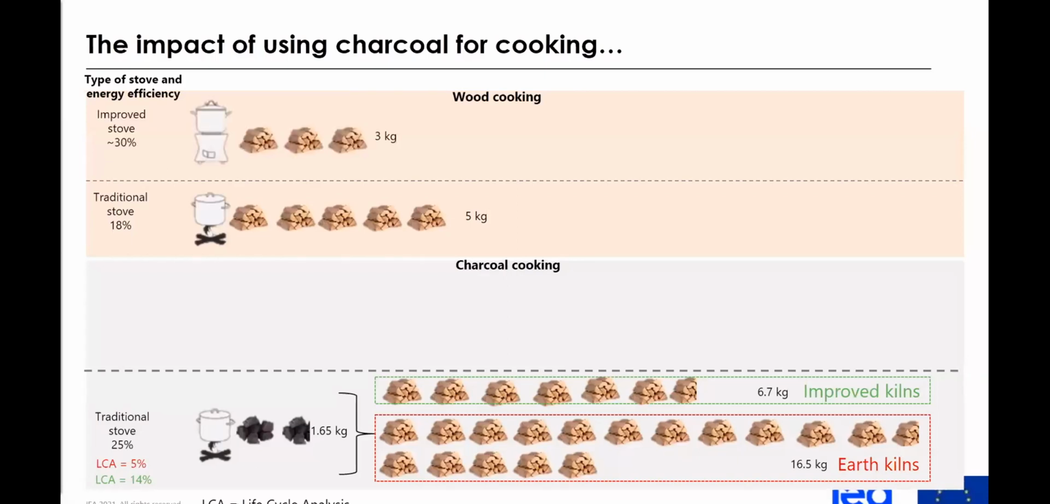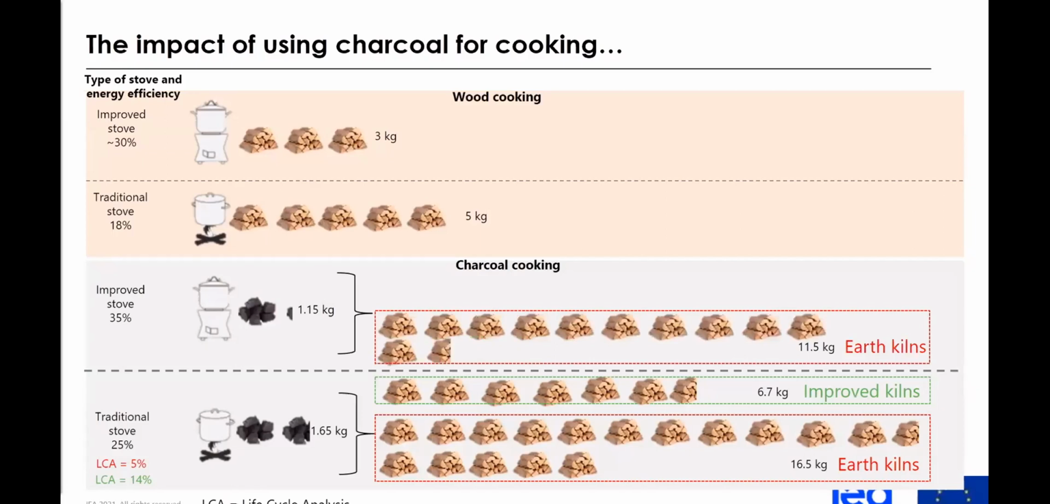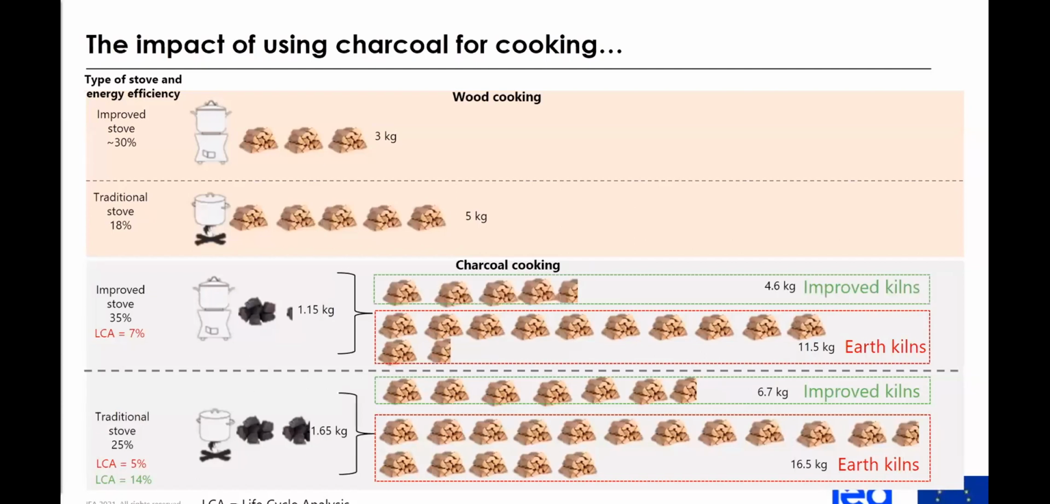In an improved cook stove, you need just 3 kilograms of wood to cook a meal, which is better. And if you use charcoal in an improved cook stove, you need even less, that is only 1.15 kilograms of charcoal. If that charcoal is produced in an earth kiln, you will need 11.5 kilograms of wood to produce the charcoal, and the life cycle analysis gives a real efficiency of 7%. In an improved kiln, you need only 4.6 kilograms of wood, and the life cycle analysis or value chain impact is better and gives you 19% efficiency.